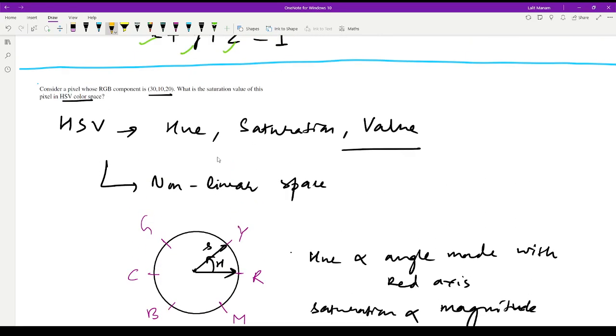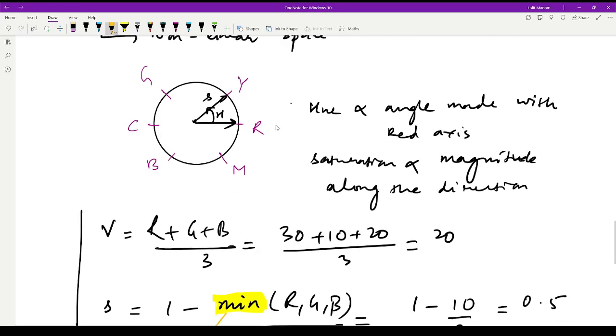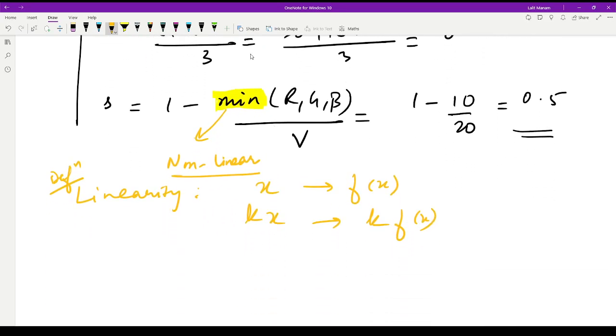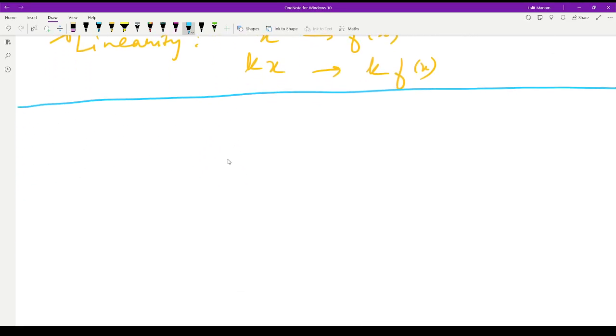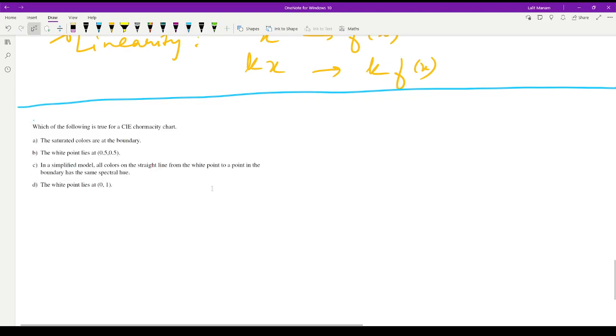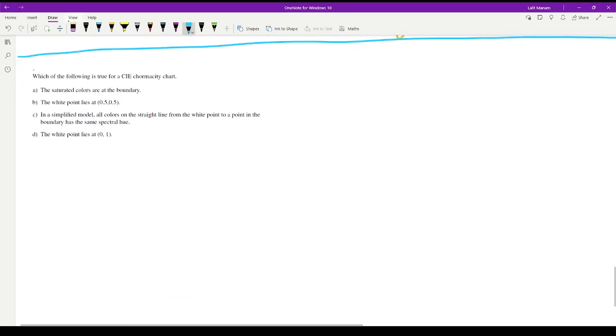I hope the basic idea is clear about HSV color space. Yes, sir. Okay. The next one is a multiple choice question. Which of the following is true for a CIE chromaticity chart? What is a CIE chromaticity chart?